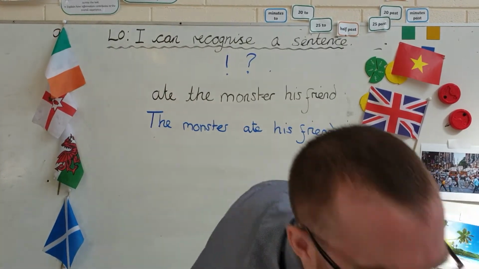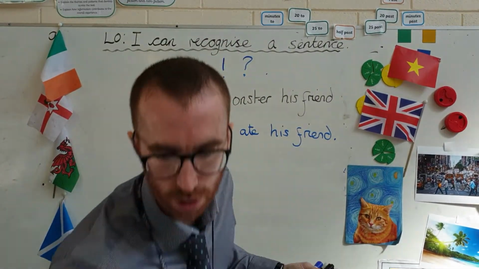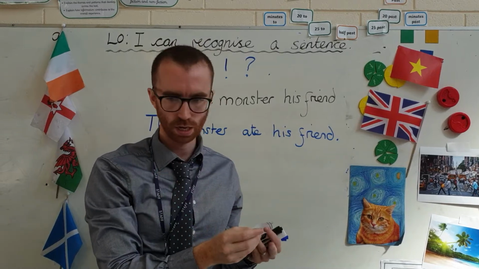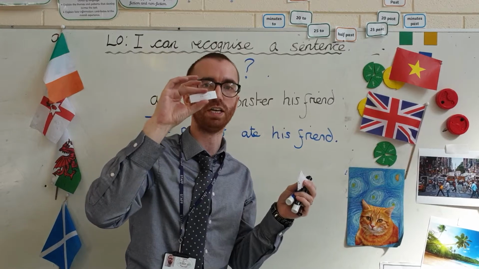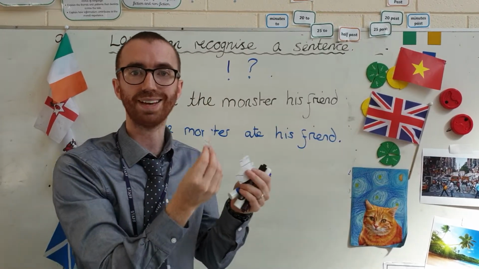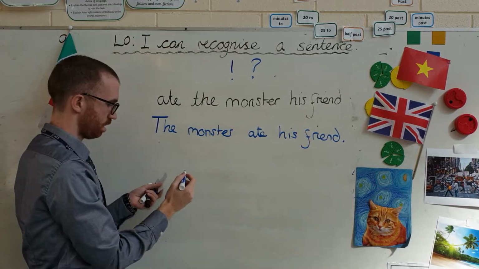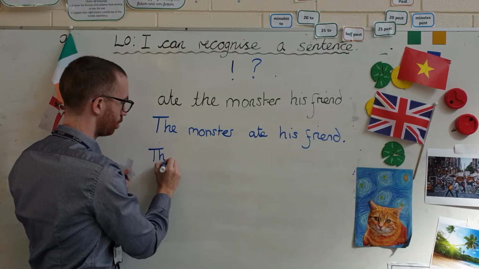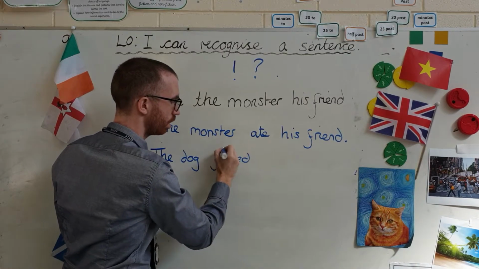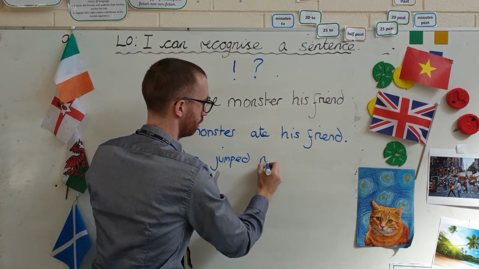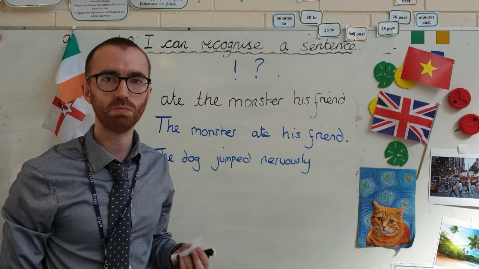So I've got one here, got a noun, my noun is dog. I've got a verb here, my verb is jump. And I've got an adverb here, which is nervously. Okay? And all I'm going to do is I'm going to take these words and see if I can make a sentence out of it. So, I might say, the dog jumped nervously. Where did he jump nervously?